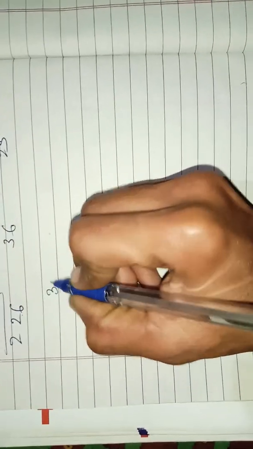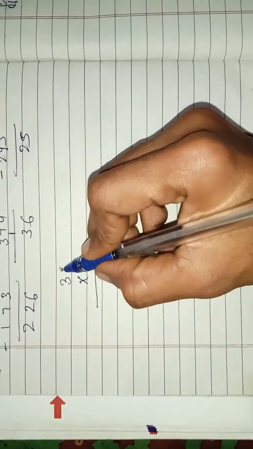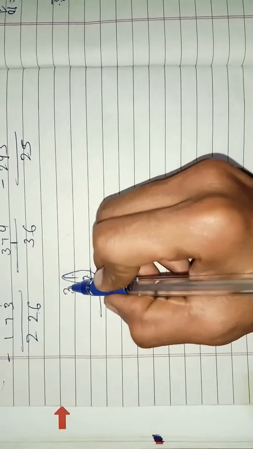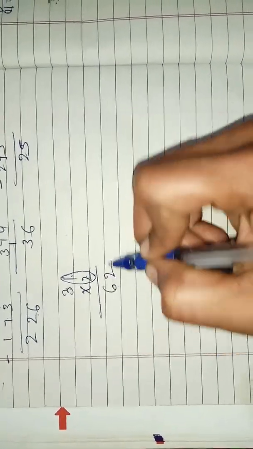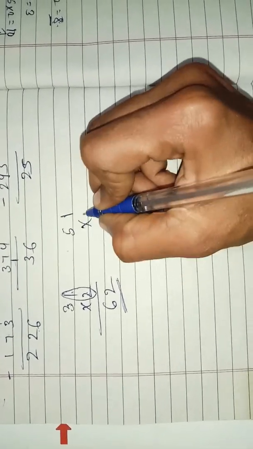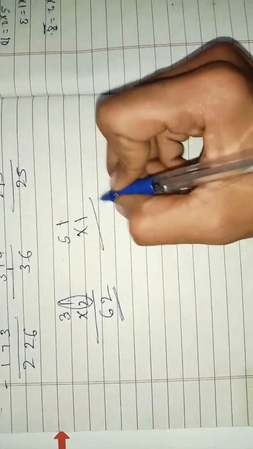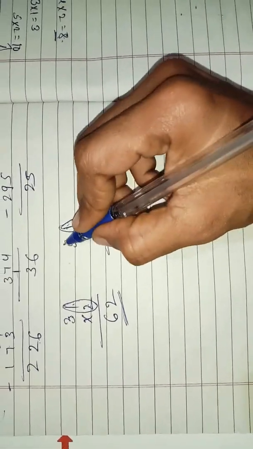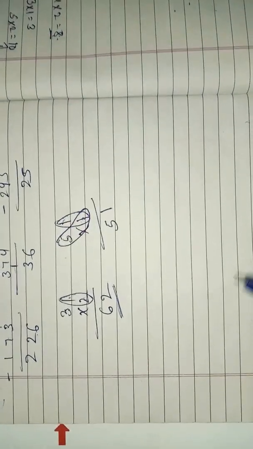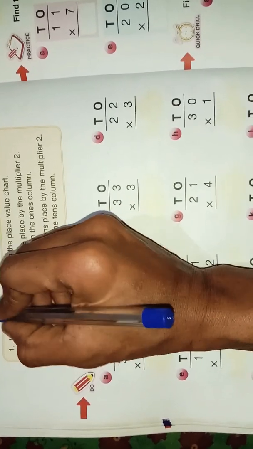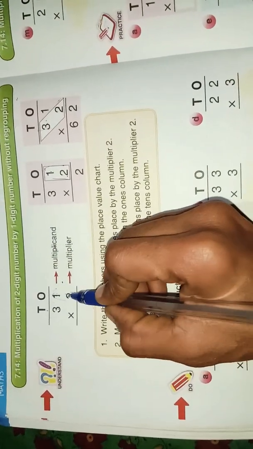See here, 31 into 2. First you multiply 2 into 1, that is 2. Next 2 into 3 is 6. The answer is 62. Or 51 into 1. 1 into 1 is 1, 1 into 5 is 5. First you multiply like this, next you multiply like this. 2 into 1 is 2. 2 into 3 is 6. The answer is 62.